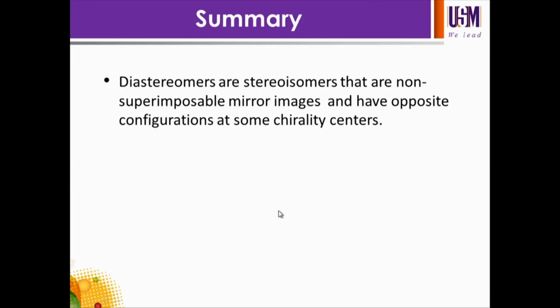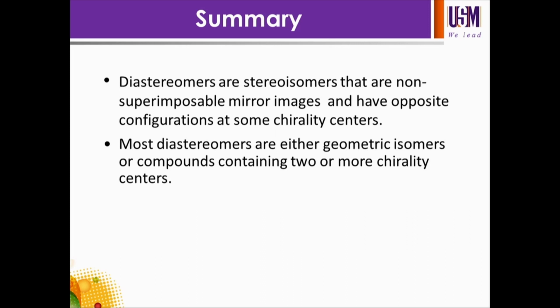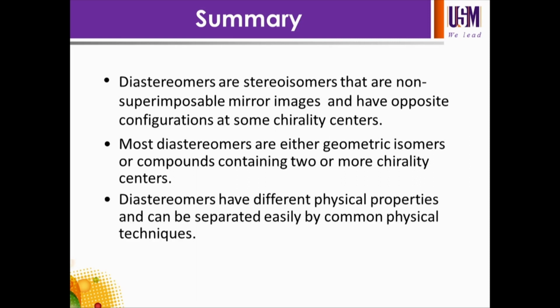As a summary, diastereomers are stereoisomers that are non-superimposable mirror images and have opposite configuration at some chirality centers. Most diastereomers are either geometric isomers or compounds containing two or more chirality centers. And diastereomers have different physical properties, and they can be separated easily by common physical techniques.